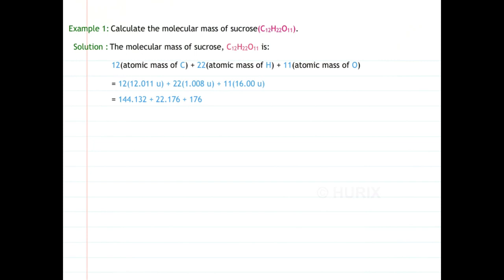144.132 plus 22.176 plus 176 equals 342.308 u.